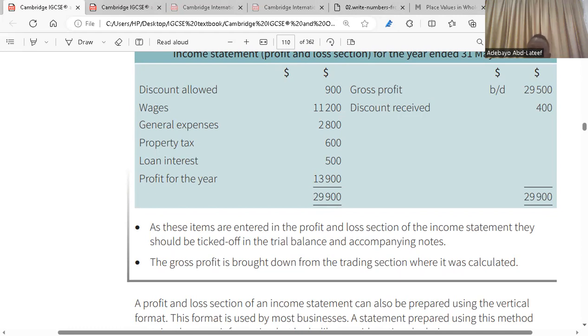So you had discounts allowed, wages, general expenses, property tax, interest. You add them together. Then you find the difference between the gross profit and your discount received. You add it together. Then you less it from all the expenses. That gives you your profit for the year. Do you get it? Yes.